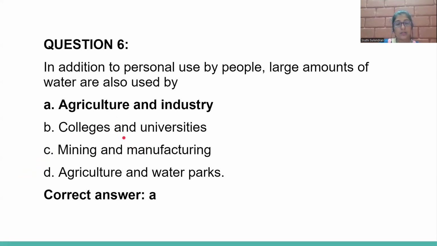If you see colleges and universities, all of that comes under the commercial use of water, which is not as much as we use in agriculture and industry. Same in mining and manufacturing. Again, this option, although it is giving agriculture, there's not much water used in water parks. So that is why this answer is not valid, although answer A is valid. Particularly in India, which is an agricultural country with a huge agriculture sector, a large amount of water, apart from domestic and commercial use, is used up by agriculture as well as industries.